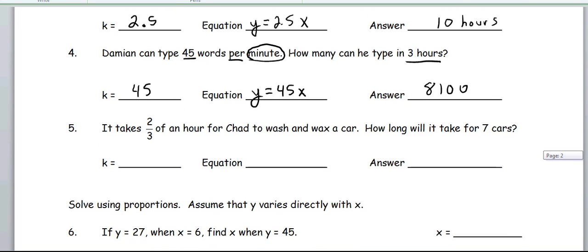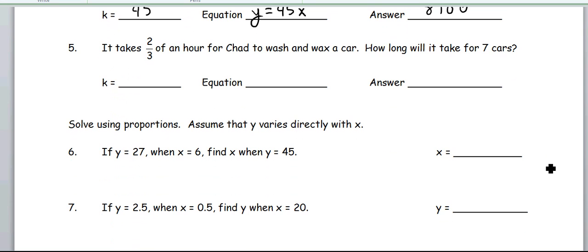All right, I think you're probably getting the idea here. It takes 2/3 of an hour for Chad to wash and wax a car. How long will it take for 7 cars? So here is our constant. Y equals 2/3 x.